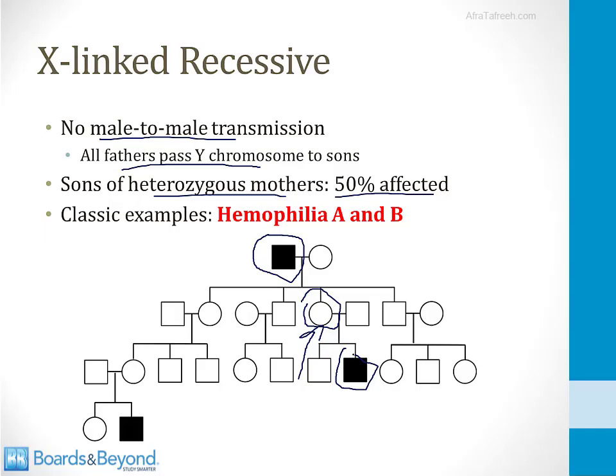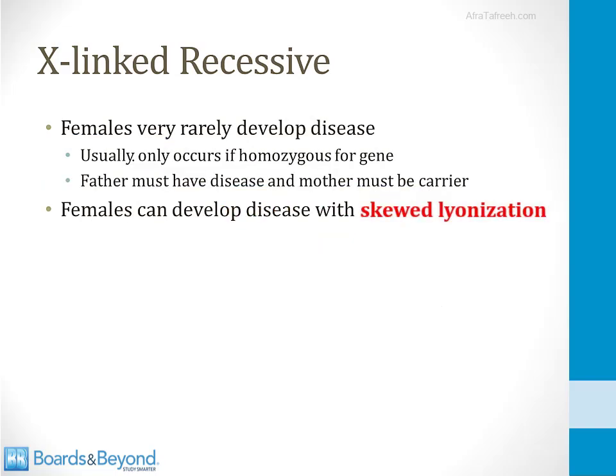And classic examples of X-linked recessive disorders are hemophilia A and B. These tend to run in families, and they tend to occur largely in males. In X-linked recessive disorders, females can very rarely develop disease. There are two ways this can happen. Usually it will only occur if a female is homozygous for the diseased X chromosome. This means her father must have the illness and her mother must be a carrier.